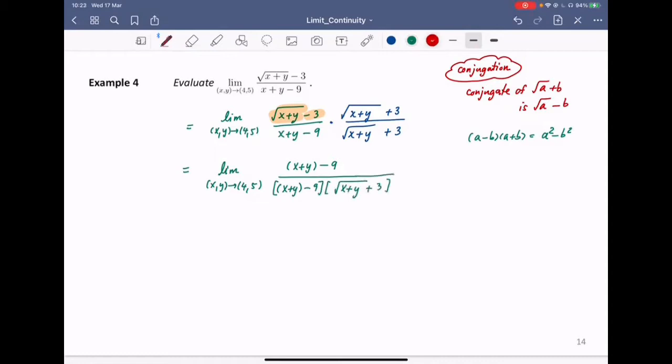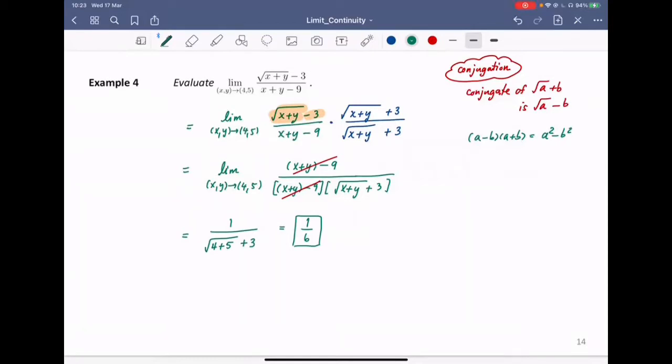All right, and now the next step, you can see, wow, this is good because this thing cancels out. And then at the last step, you can just plug in the number. This is going to be 1 over 6 as your answer. Simple like that.